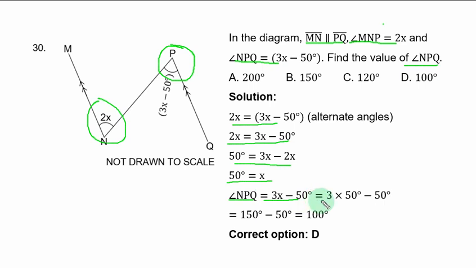So you have 3 times 50 degrees minus 50 degrees. So you have 150 degrees minus 50 degrees, and that is 100 degrees. D is the correct option.